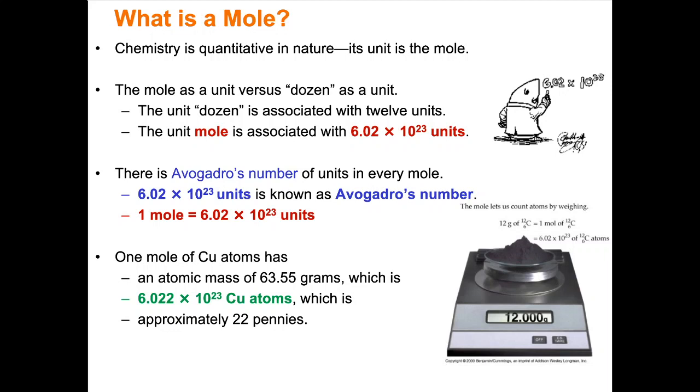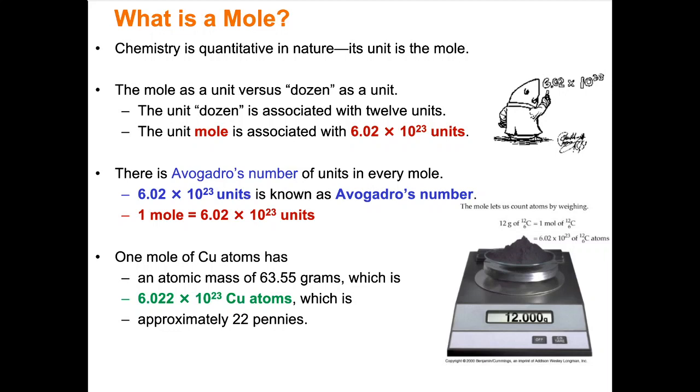Okay, so I believe this topic will pretty much take us to the end here. I think we get into dimensional analysis right at the end a little bit, but what is a mole? We say that chemistry is quantitative in nature, and its unit is the mole. A mole is just a unit that's similar to a dozen. So if I was to say, get me a dozen donuts, you would know I meant get 12. Well, a mole is like the chemist's dozen.